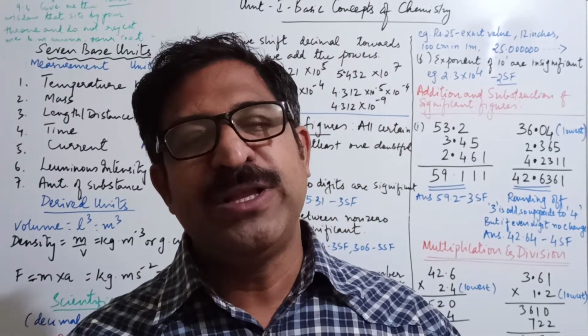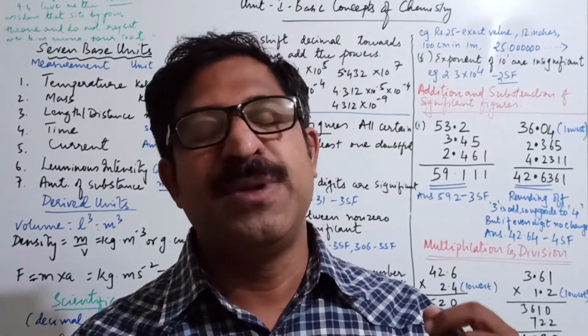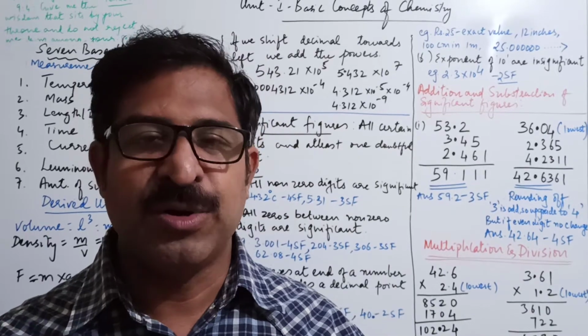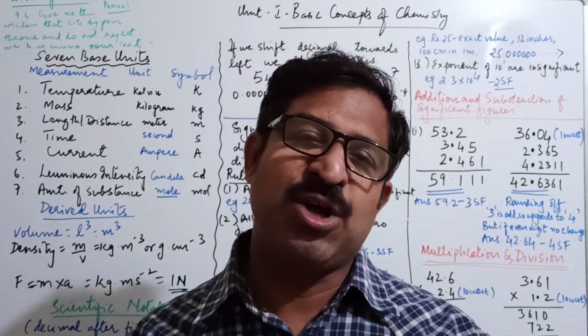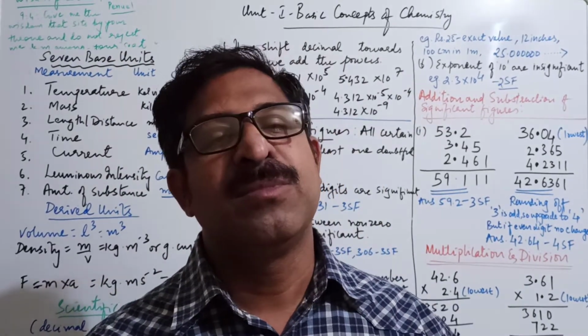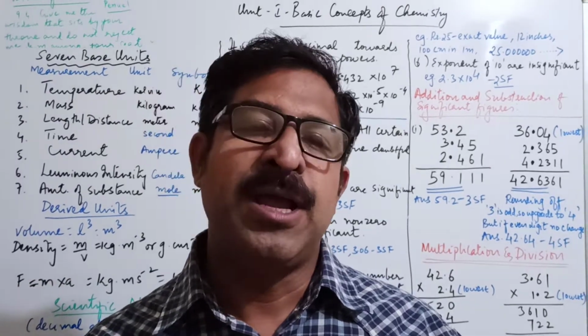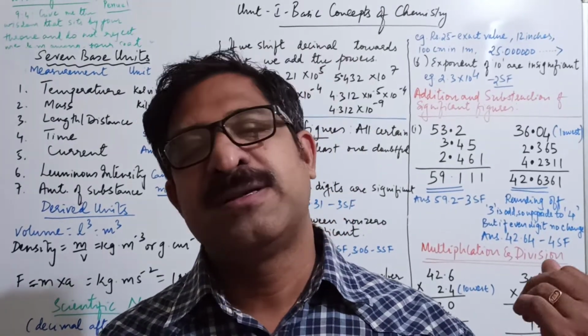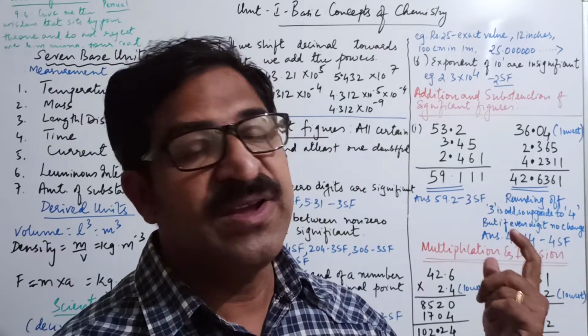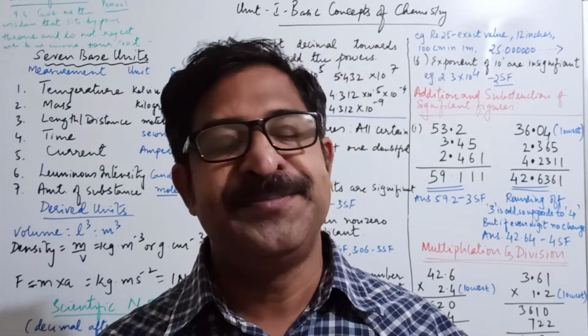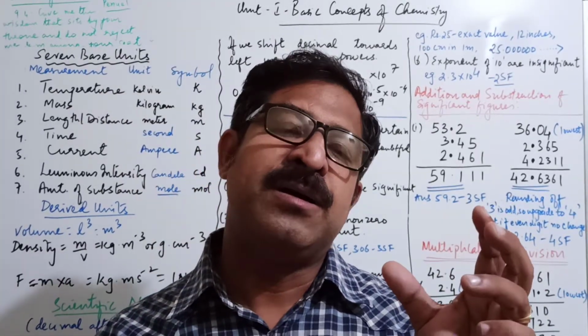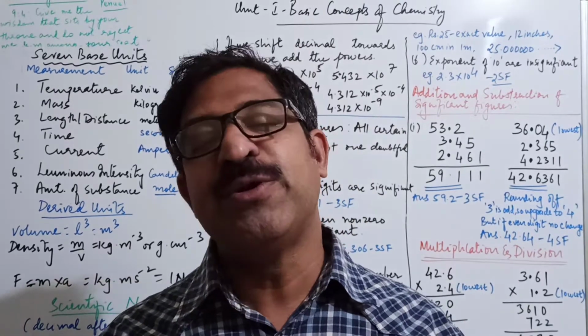Today we are continuing with Unit 1, basic concepts of chemistry. Already our two lectures are over. This is the third lecture, and I am going to teach you the important topic of scientific notation and significant figures. Clear? And we will go for the base units and the derived units also.